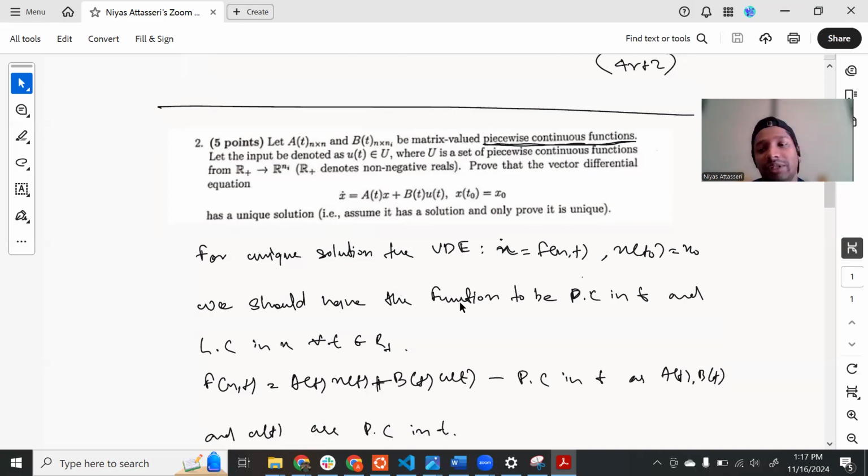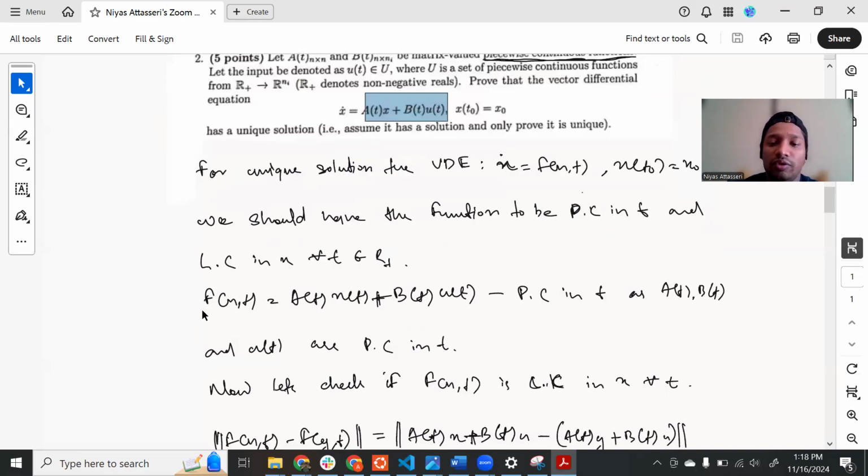From the lectures we know that if we write the vector differential equation as x dot equal to f of x comma t, a function of x and t, which can be anything, then this particular expression can be written as f of x comma t. This vector differential equation will have a unique solution if f of x comma t is piecewise continuous in t, and it is also Lipschitz continuous in x for all t in R plus.